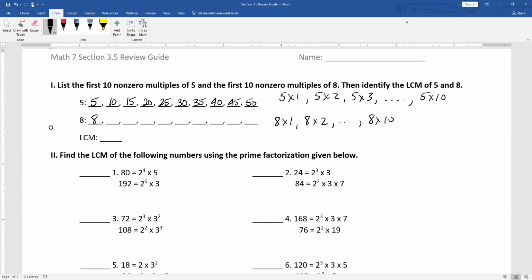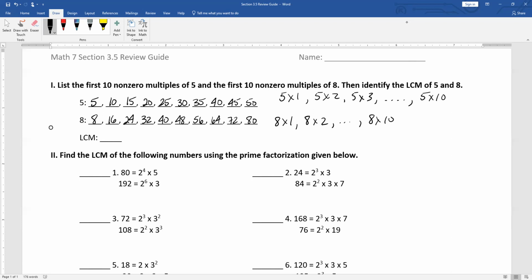With 8, it's 8, 16, 24, 32, 40, 48, 56, 64, 72, and 80. Okay, and then the last part of this is we want to identify the least common multiple of 5 and 8. So what is the smallest number that both 5 and 8 will divide evenly into?